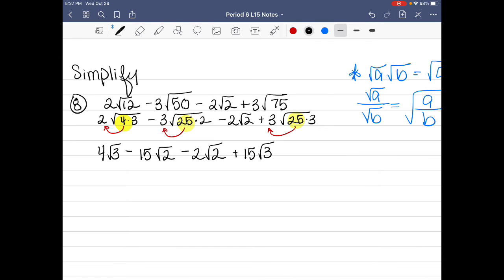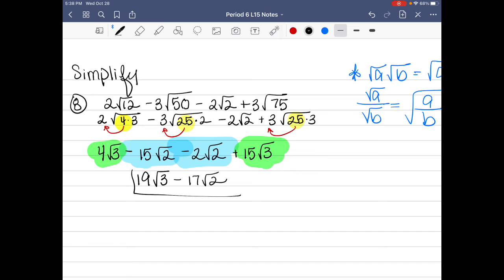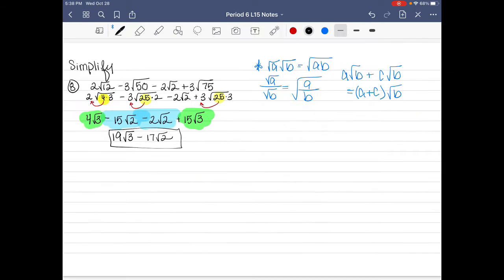Then from here, you're looking for like radicals. So I see 4 radical 3's and 15 radical 3's. I'm going to combine those, the 4 and the 15, and I'm going to get 19 radical 3's altogether. And then I'm seeing negative 15 radical 2's and negative 2 radical 2's. We're going to combine those together, and that's going to be negative 17 radical 2. And then that is going to be our final answer. So there's a quick refresher on working with radicals.